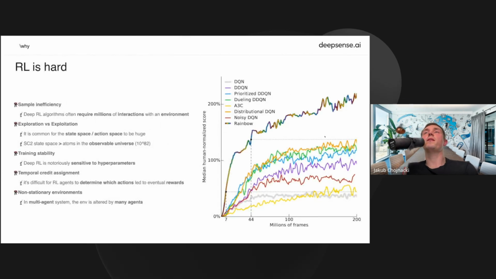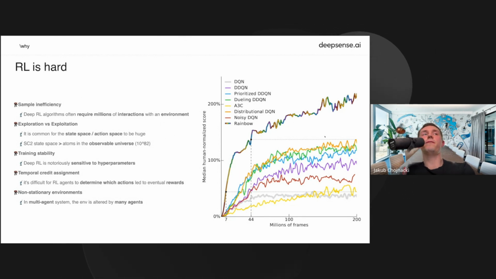Given that we have this circular dependency on weights and data, there are a few issues that make RL hard. For instance, many deep RL algorithms are very sample inefficient, so you may need multiple interactions with your environment and thus millions of data samples. Also, in most real-world environments, your state and action spaces are huge. For instance, in StarCraft 2, the state space has more possibilities than there are atoms in the observable universe.